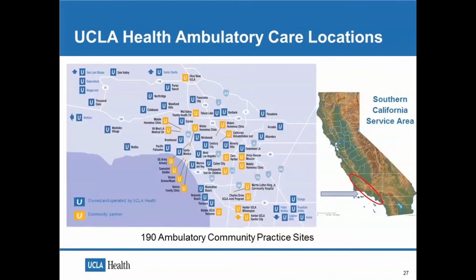I want to provide a few facts about UCLA as it relates to ambulatory care and our use of the clinician group CAHPS survey, which is the focus of this presentation. UCLA Health is an academic integrated health system in Southern California. We have now more than 190 ambulatory practice sites. These are individual practices. It includes primary care and specialties, and there are over 2,000 physicians involved.